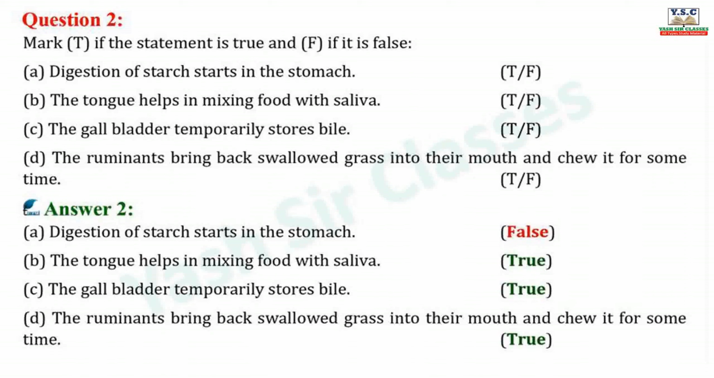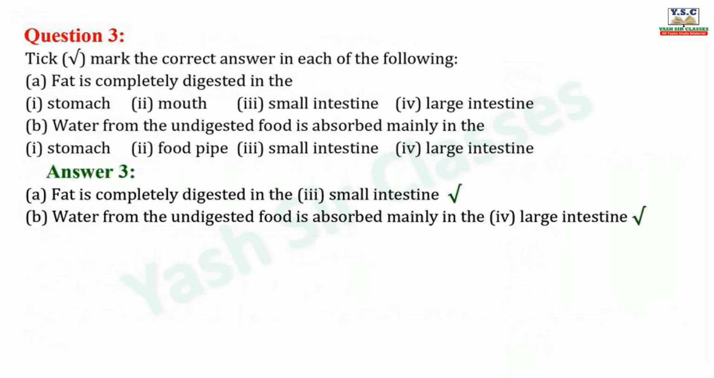Answer. A. The digestion of starch starts in the stomach. False. B. The tongue helps in mixing food with saliva. True. C. The gallbladder temporarily stores bile. True. D. The ruminants bring back swallowed grass into their mouth and chew it for some time. True.